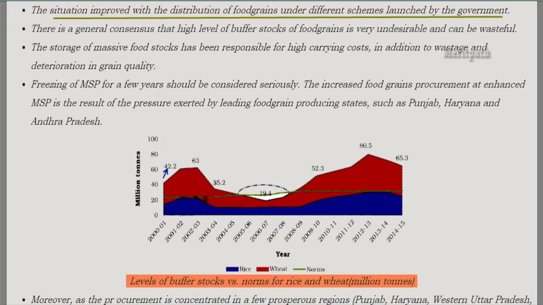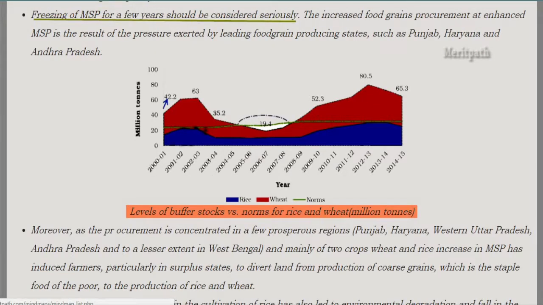And then the situation improved with distribution of food grains under different schemes launched by the government. There is a general consensus that a high level of buffer stocks of food grains is undesirable and can be wasted. So this storage of massive food stocks has been responsible for carrying high cost, wastage and deterioration of grain quality. So freezing of this MSP for a few years should be considered.